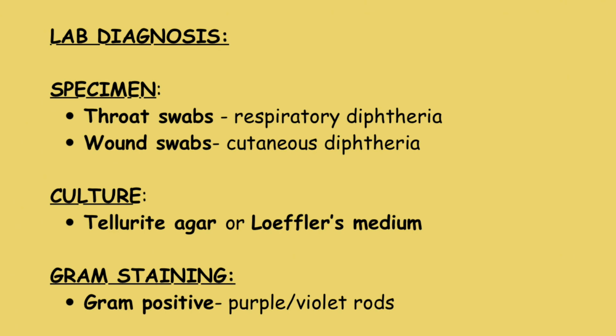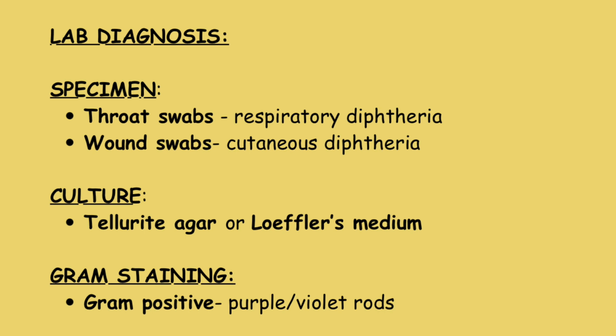Culture. As we already said, the primary method for isolating Corynebacterium diphtheriae from clinical specimens is to culture on selective or enriched media. So specimens are inoculated onto tellurite agar or Loeffler's medium. The plates are then incubated at 35 to 37 degrees Celsius in a carbon dioxide enriched atmosphere for 24 to 48 hours. Then the bacteria form smooth greyish white colonies with a granular or matte appearance.